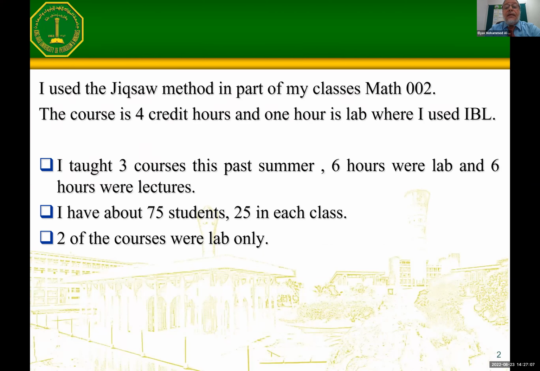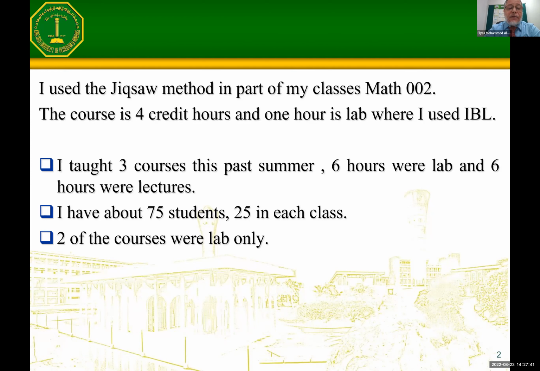The course was Math 002. The course is 4 credit hours, with 1 hour as a lab. So I used this 1 hour lab for the IBL. This summer, I taught 3 courses. 6 hours were lab and 6 hours were lectures. In total I have 75 students, 25 in each class. Now, 2 of the courses were only labs, basically.